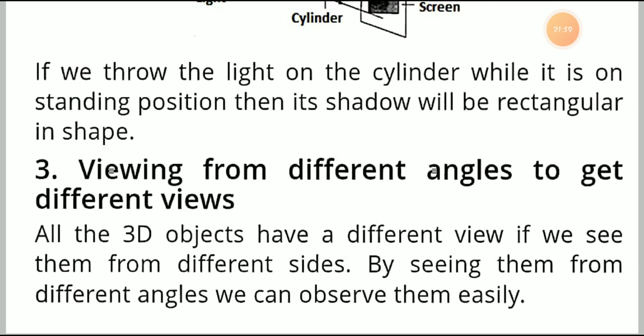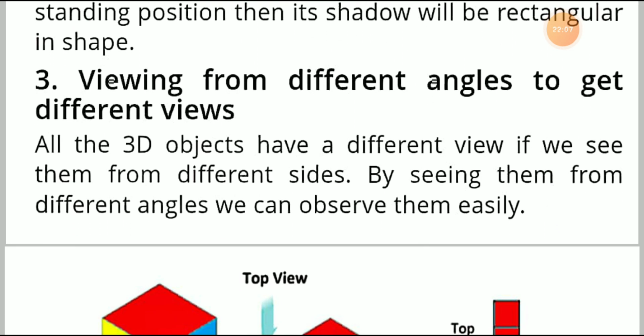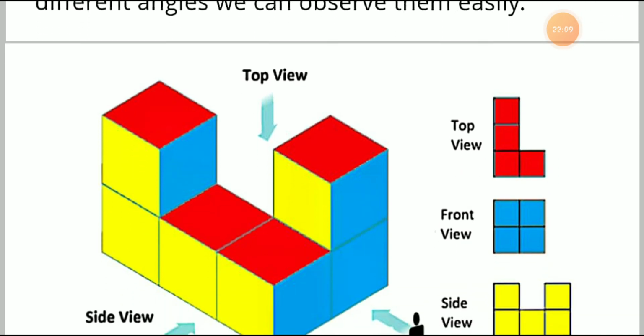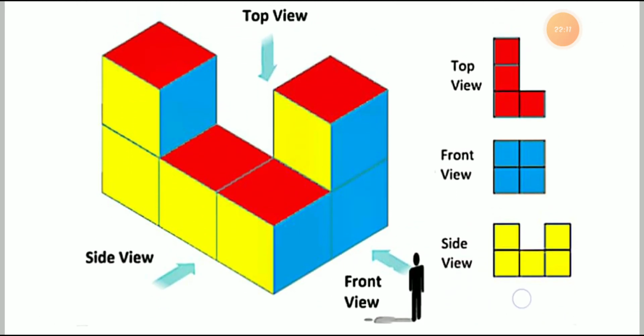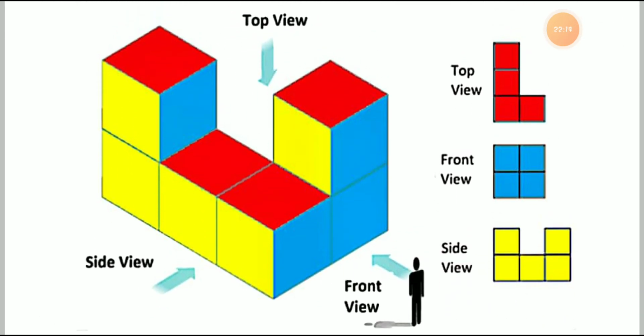Viewing from different angles to get different views. All 3D objects have a different view if we see them from different sides. By seeing them from different angles, we can observe them easily. I already told you about the views of an object. Basically, we are watching from the top, side, or front. Only three things we can observe.